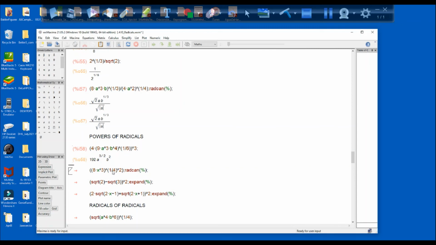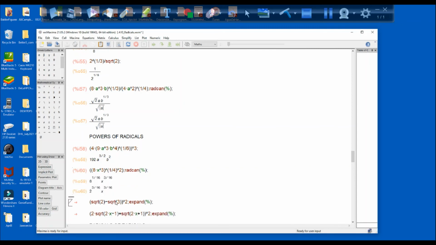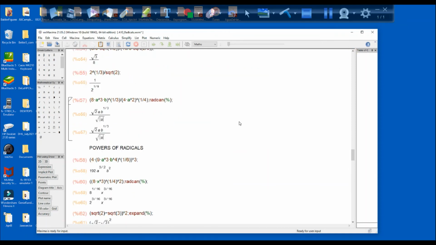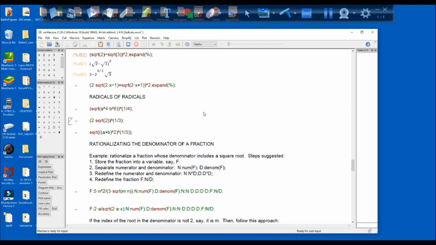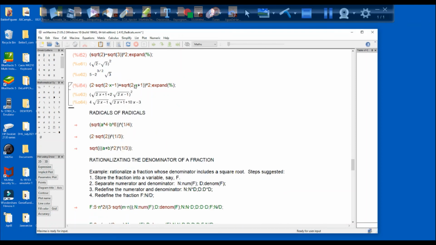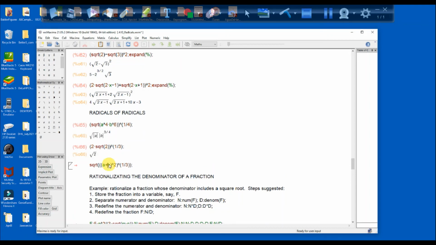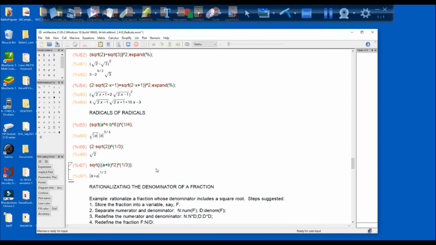Powers of radicals. Products. Look at the last product right there. Radicals of radicals. This is square root raised to the 1/4. Square root to the 1/3.